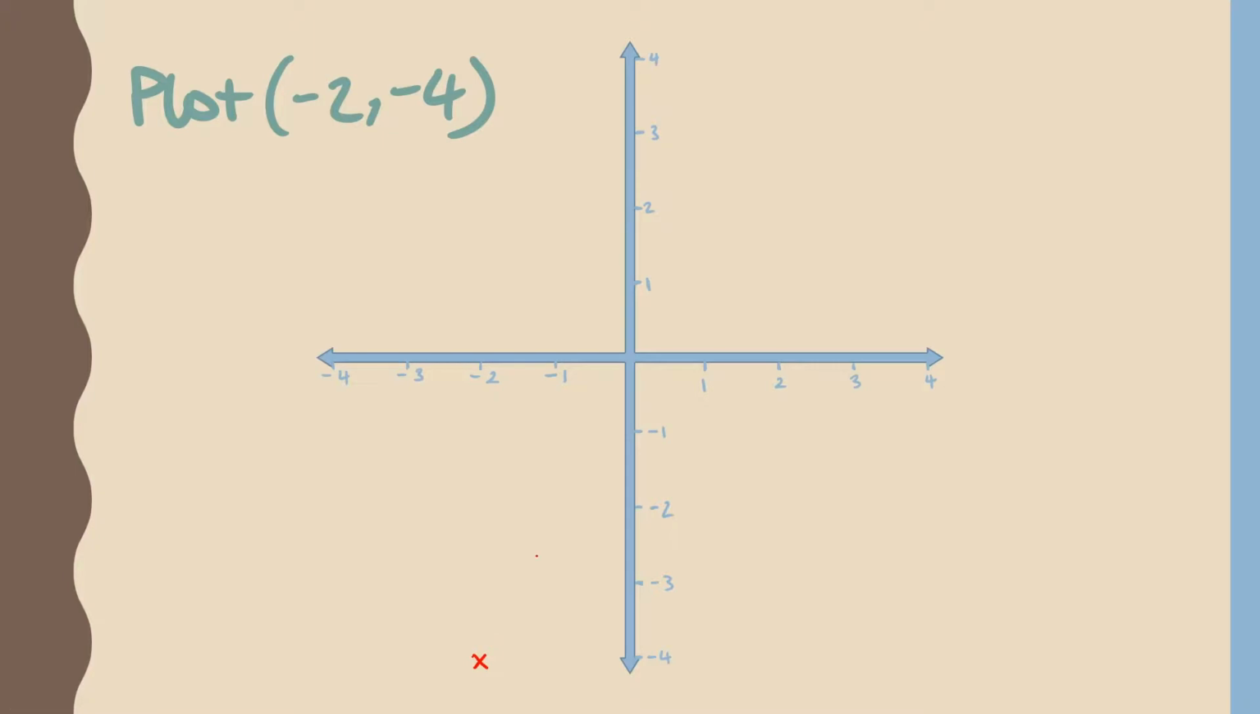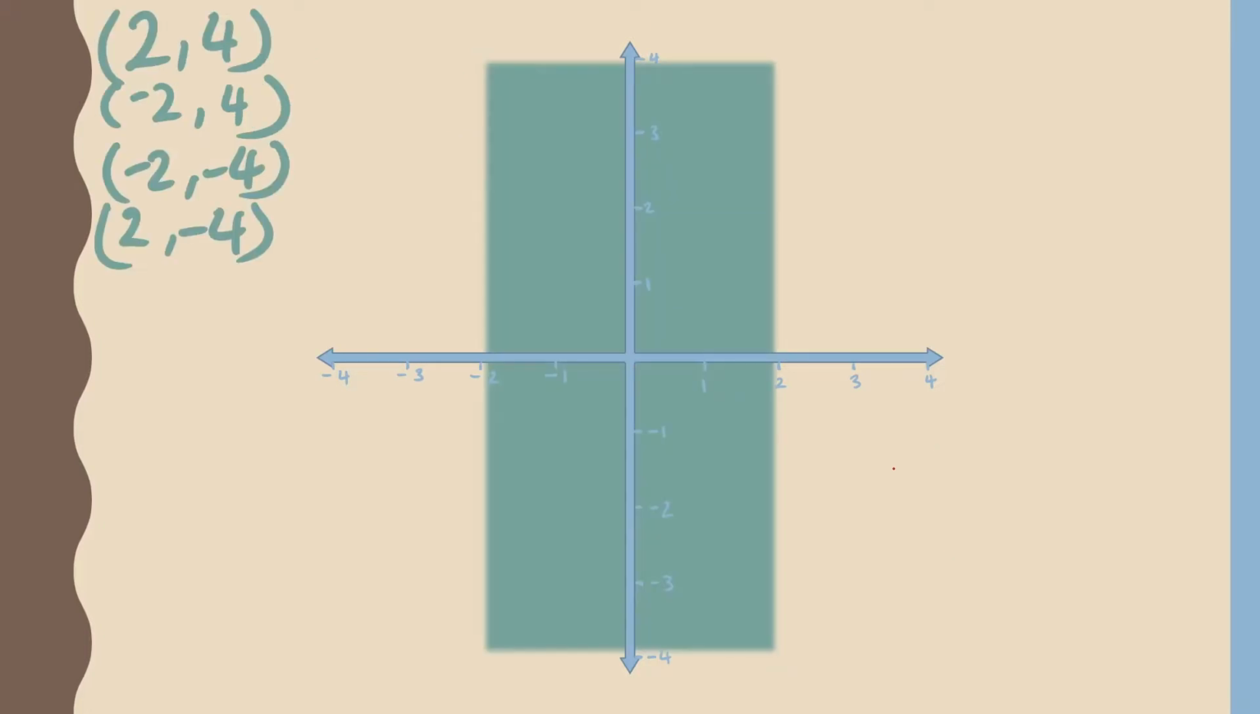Notice that I said down the stairs because we have 4 quadrants. And let's plot 2, -4. So along the corridor to 2, down the stairs to 4. And this is our point. Combining all of our points together, we form this shape.